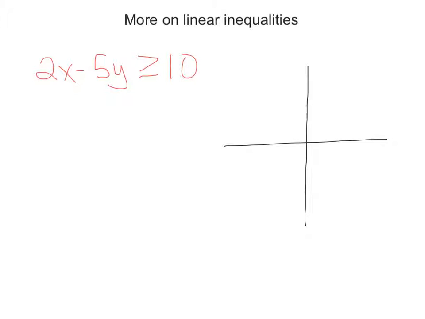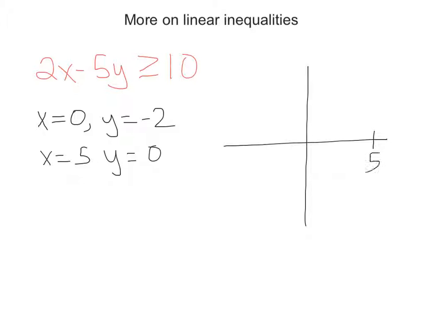Okay, so the first way is I know how to graph this in standard form. I can just use my intercepts. So in this case, if x is equal to 0, y is equal to -2, and if y is equal to 0, x is equal to 5. So we could graph our line that way.